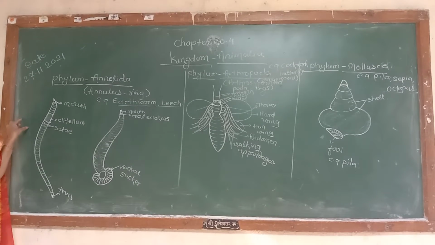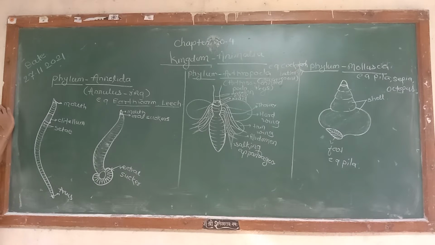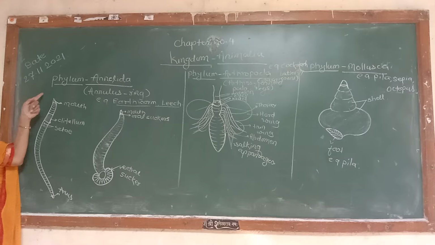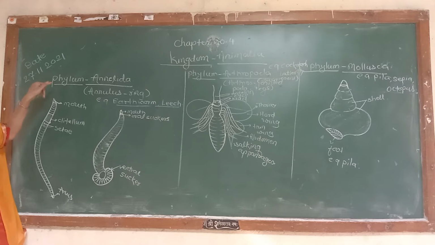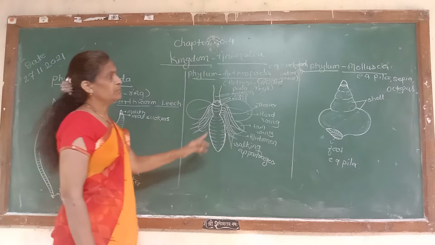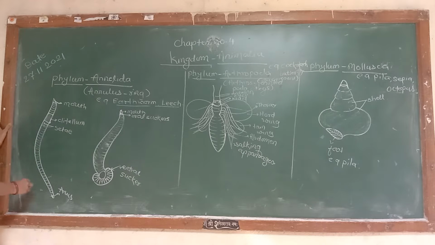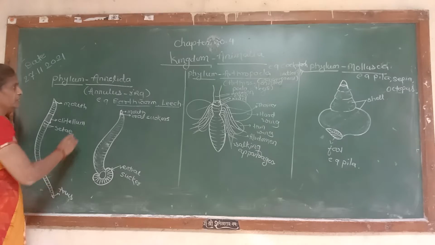All students of 11th standard. After discussion of phylum Platyhelminthes and phylum Aschelminthes, today we are going to study about the phylum Annelida, phylum Arthropoda, phylum Mollusca. These three phyla. Now, first phylum Annelida.